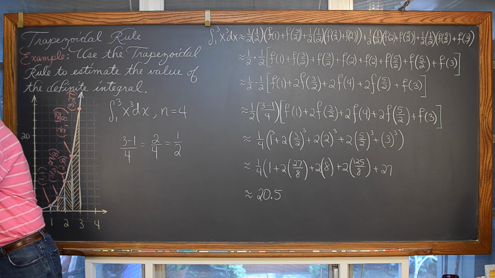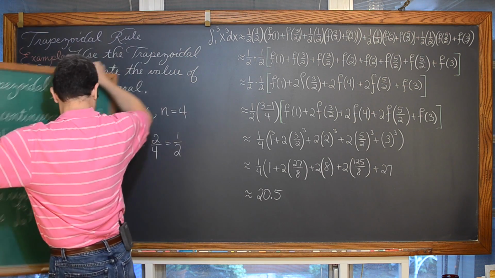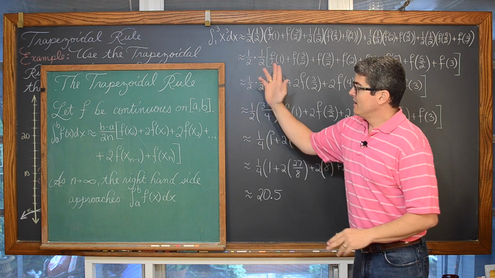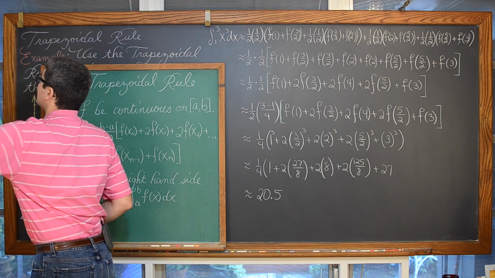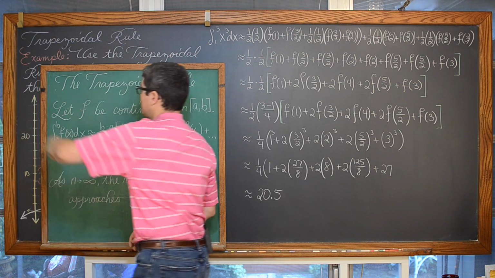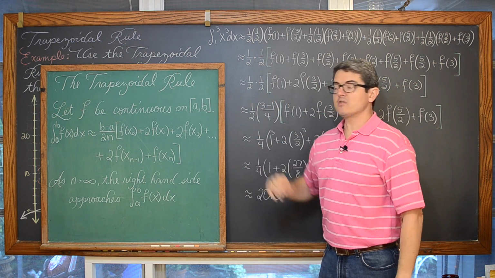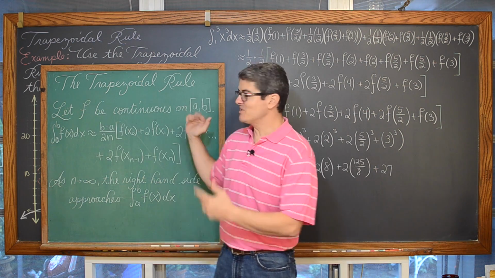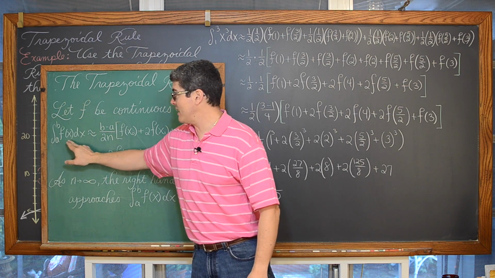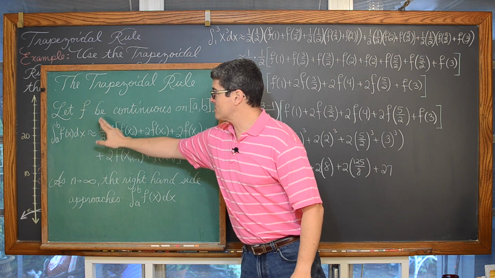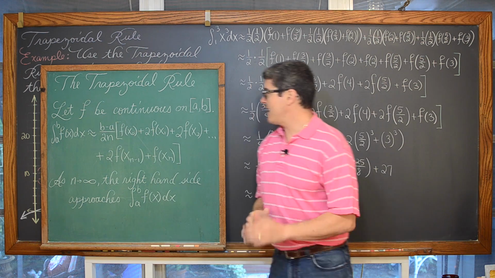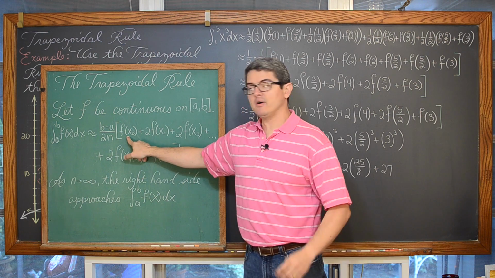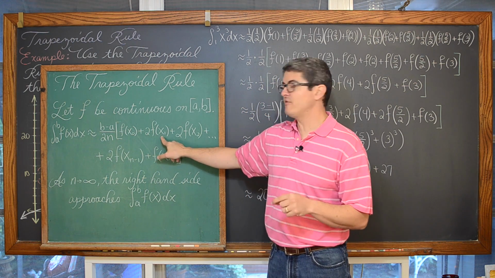So this is what the trapezoidal rule says. Let f be a continuous function on the closed interval from a to b, and if that condition is met, we have the definite integral from a to b of f of x dx is approximately equal to (b minus a) over 2n times f of x sub 0 plus 2 times f of x sub 1.